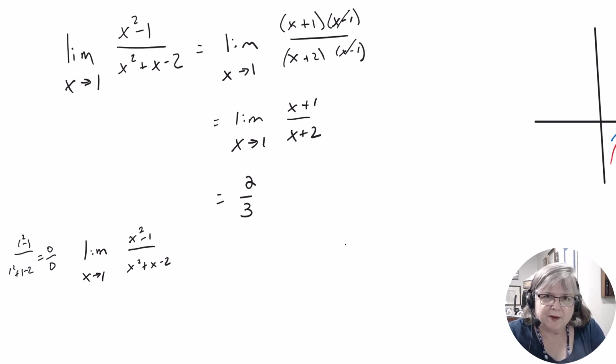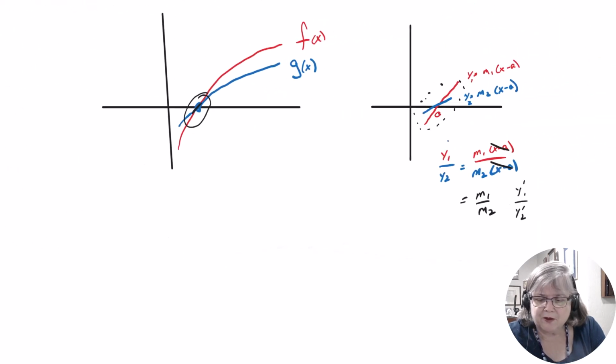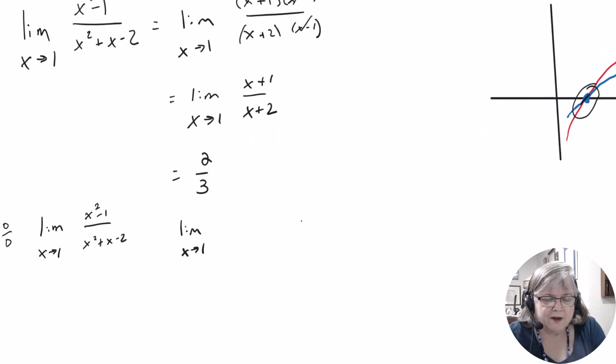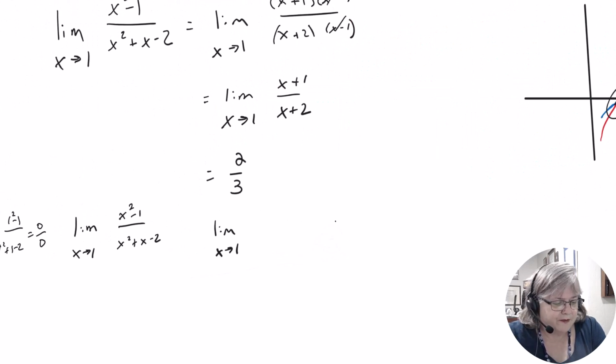So that says that I can apply L'Hopital's rule and take the derivative of, now, we are not doing the quotient rule, all right? We are not going to do the bottom times the derivative of the top minus the top times the derivative of the bottom over the bottom squared. What we are going to do is take the derivative of the top separate from the derivative of the bottom, right? So the derivative of the top is 2x. And the derivative of the bottom all on its own is 2x plus 1.